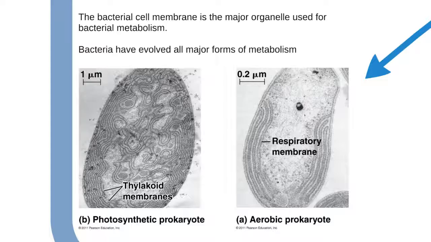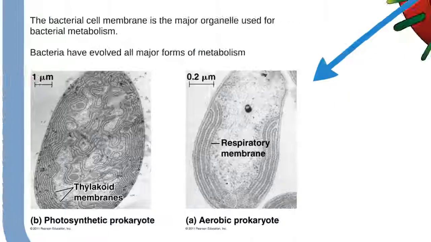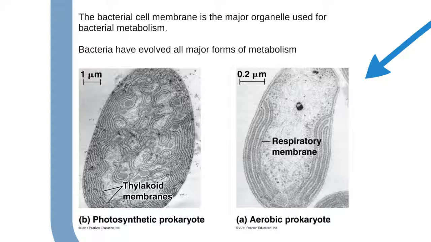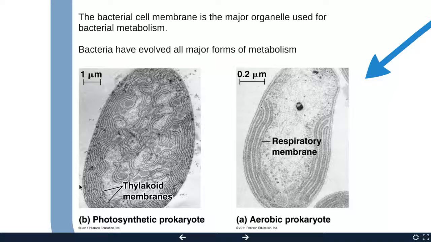Bacteria have evolved all major forms of metabolism, independently and away from eukaryotic cells. They have photosynthetic prokaryotes, so using sun energy, and we have aerobic prokaryotes using oxygen.